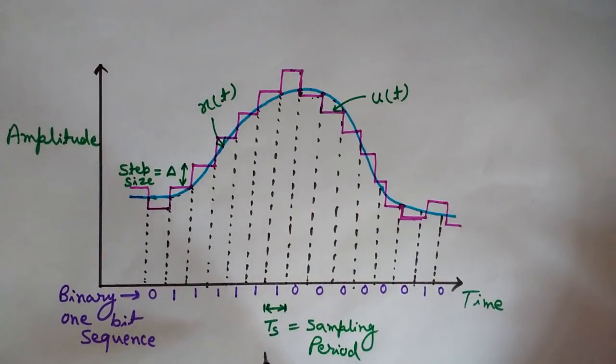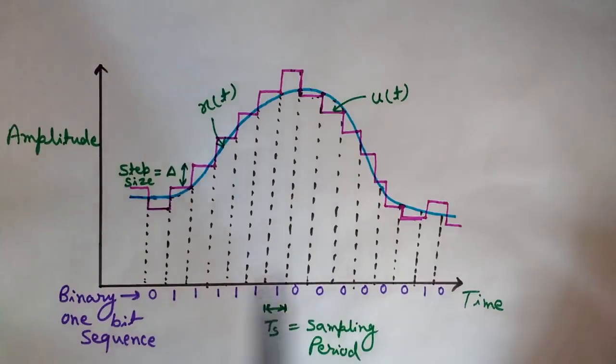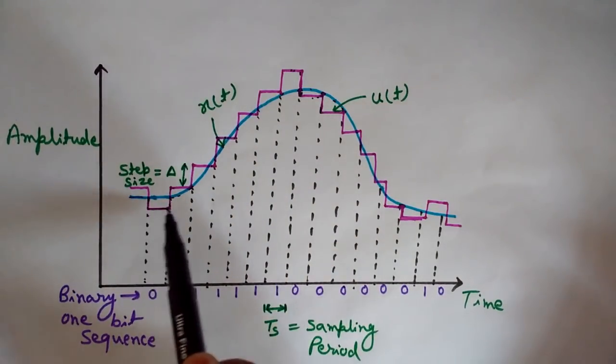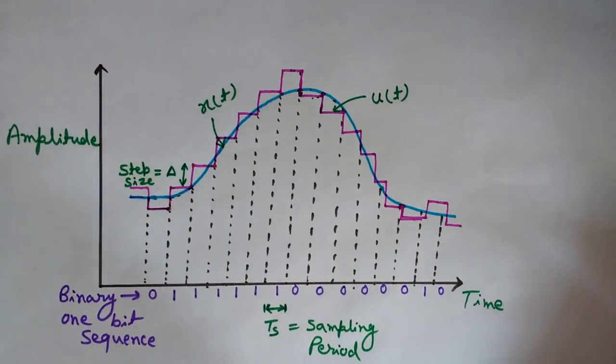Here, what is Ts in x(nTs) and x cap(nTs)? Ts is the sampling period. This is the sampling period from here to here, and delta is the step size. So in this case we can convert this analog signal into a binary 1-bit sequence with the help of this approximated staircase signal. So in this way the analog signal has been converted into a 1-bit binary sequence, into digital output.